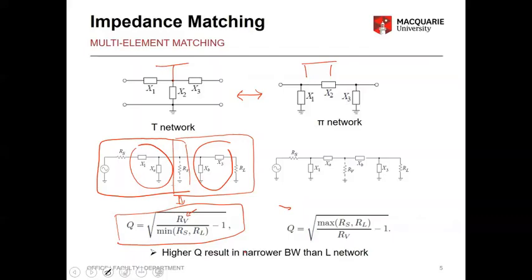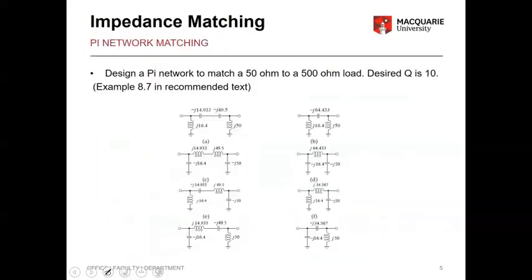Now, the downside of this T network or pi network is it results in a higher Q. It gives you control of Q, but it's always a higher Q in the T network and pi network. As a result, because of higher Q, it results in a narrower bandwidth than the L network. So it didn't really help us to improve our bandwidth. It actually narrowed it down. Now the pi network is the same. So I suggest you read the STS book on this, and also go through the example they've given in there for the design.